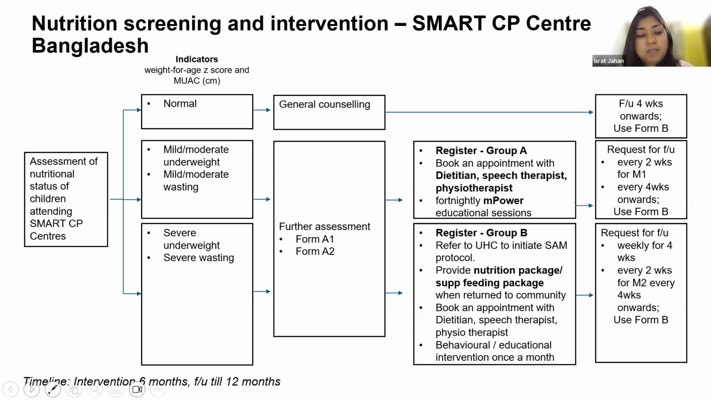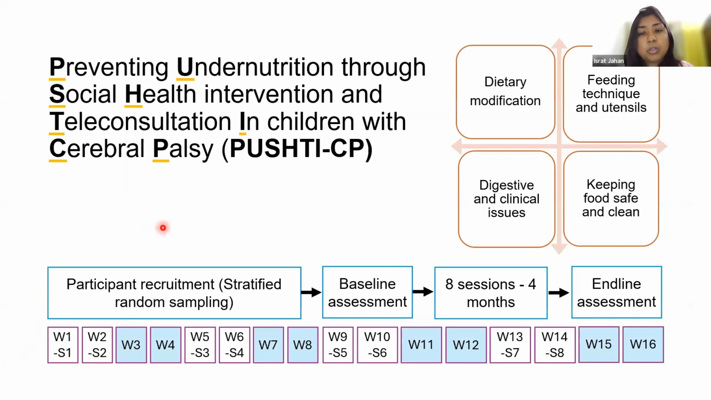Based on those findings, we then tried to find out what would be feasible for children and their caregivers. This program is still ongoing, and we just finished the pilot phase. We tried to understand the motivation of the caregivers, what they want, and what information would improve their knowledge and practices, as well as the child's nutritional outcome. This program is called Pushti CP; Pushti means nutrition in Bangla.